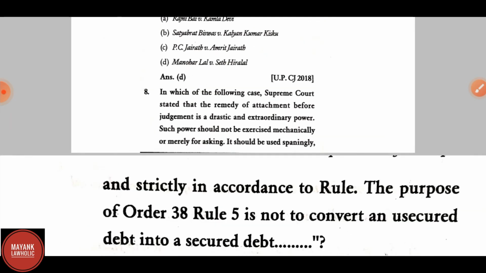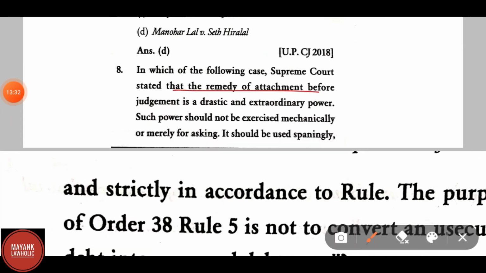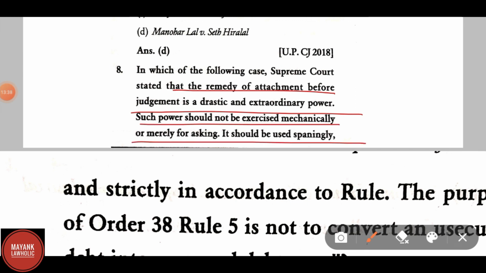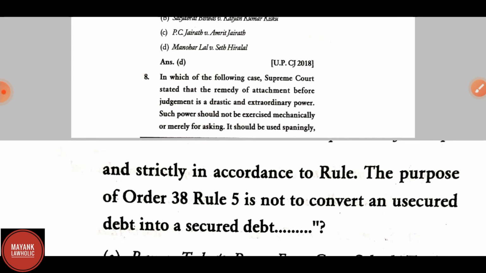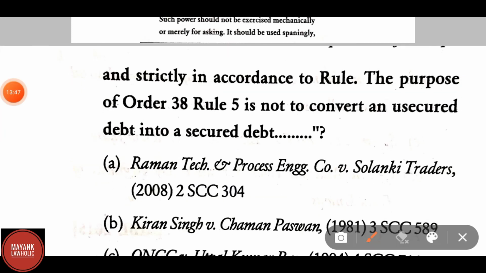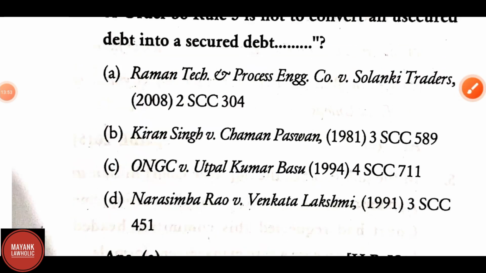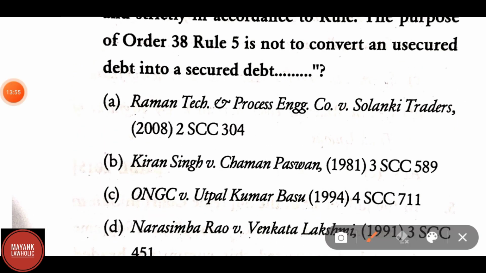In which of the following cases did the Supreme Court state that the remedy of attachment before judgment is a drastic and extraordinary power? Such power should not be exercised mechanically or merely for the asking. It should be used sparingly and strictly in accordance with the rule. The purpose of Order 38 Rule 5 is not to convert an unsecured debt into a secured debt. Here the correct answer is A, Raman Tech and Process Engineering Company versus Solanki Traders 2008.